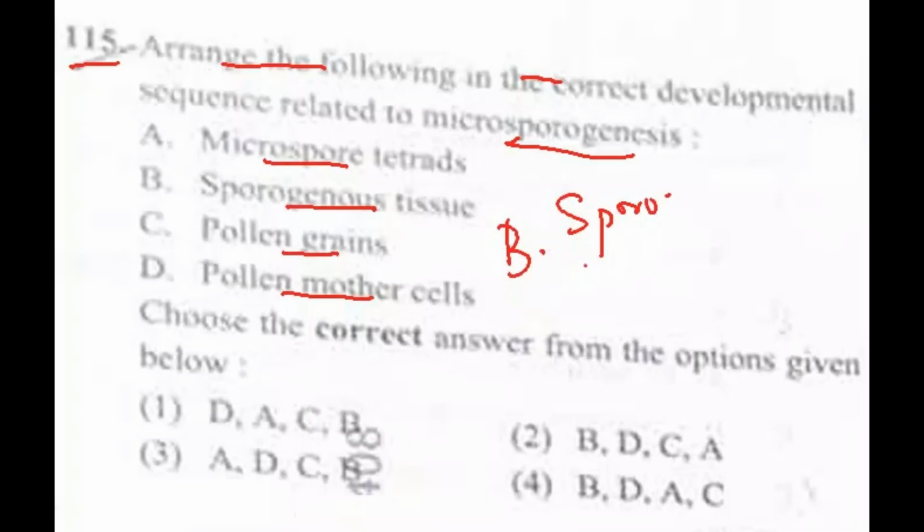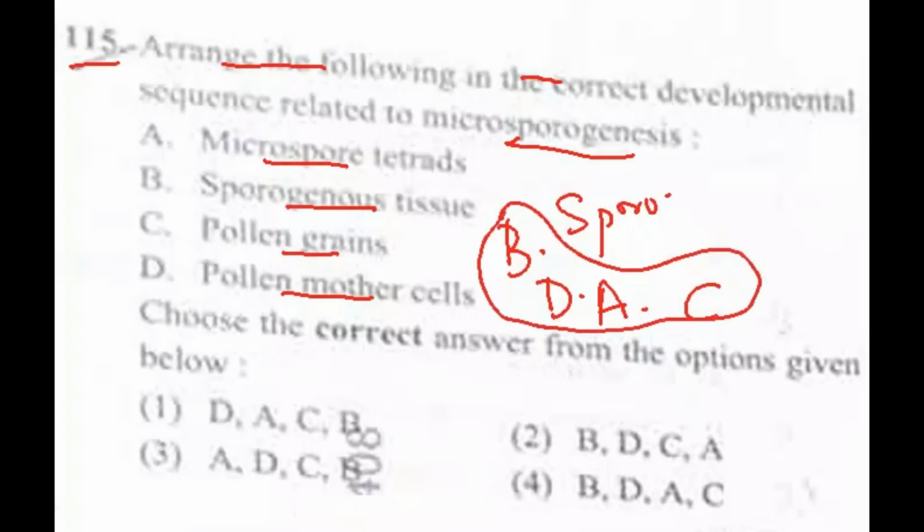Then what will come? Pollen mother cells or microspore mother cells will be next, that is, D will come next. And then comes microspore tetrads, so A comes. And last only pollen grains will come, that is C. So the option showing BDAC will be the answer. So BDAC means option 4. So that is the answer.